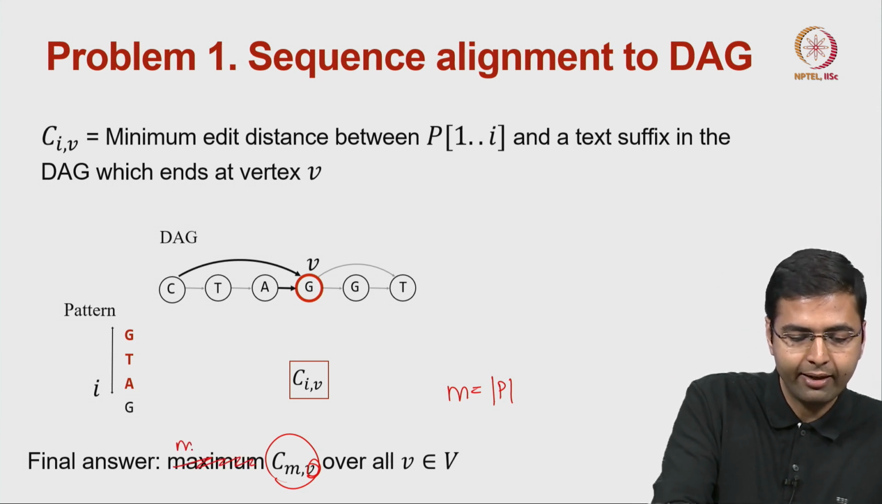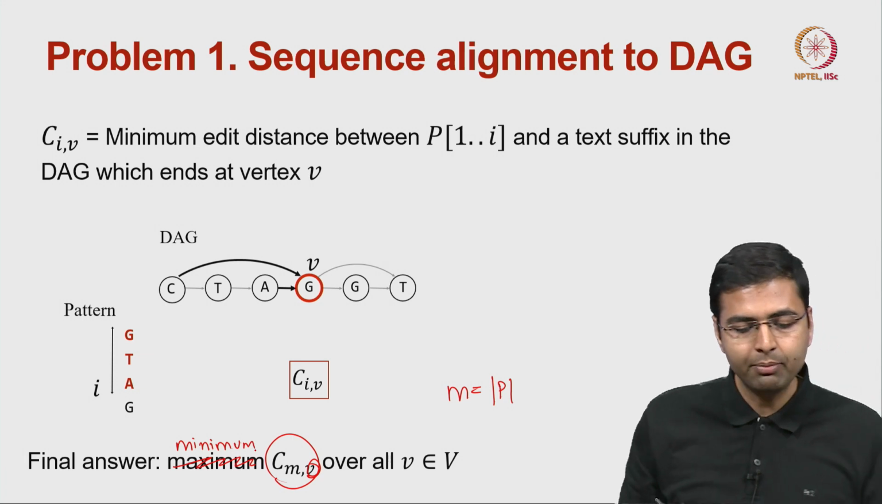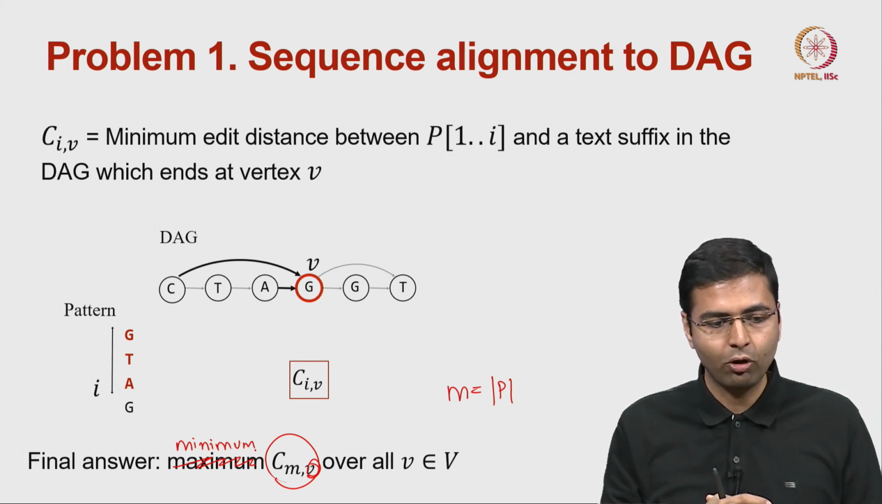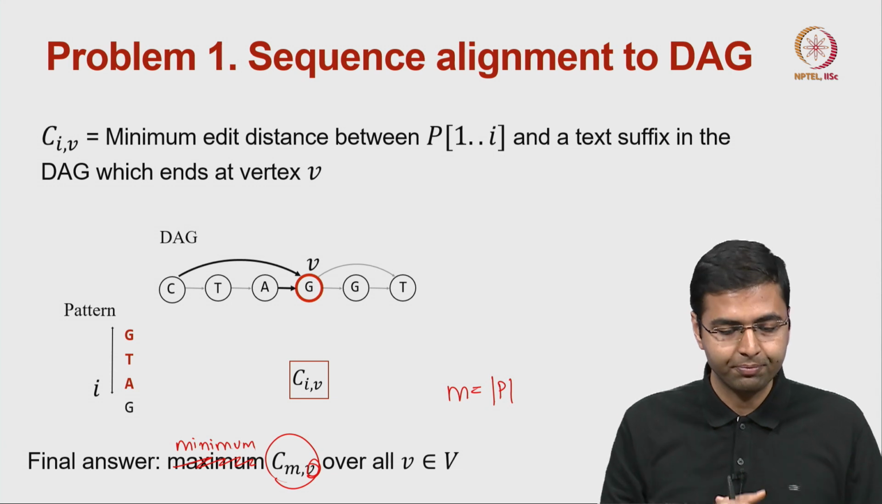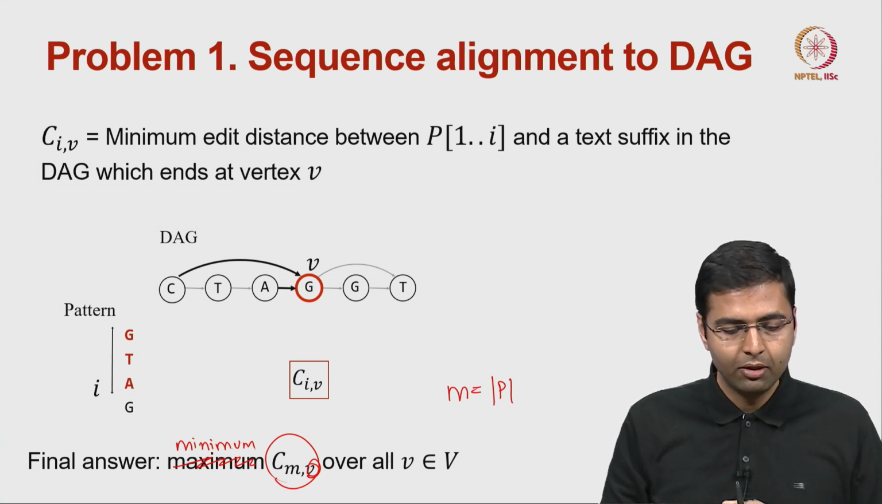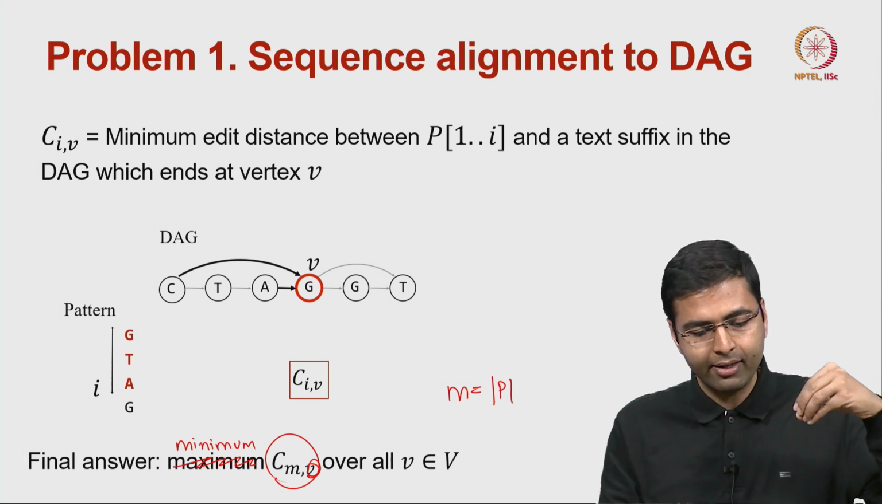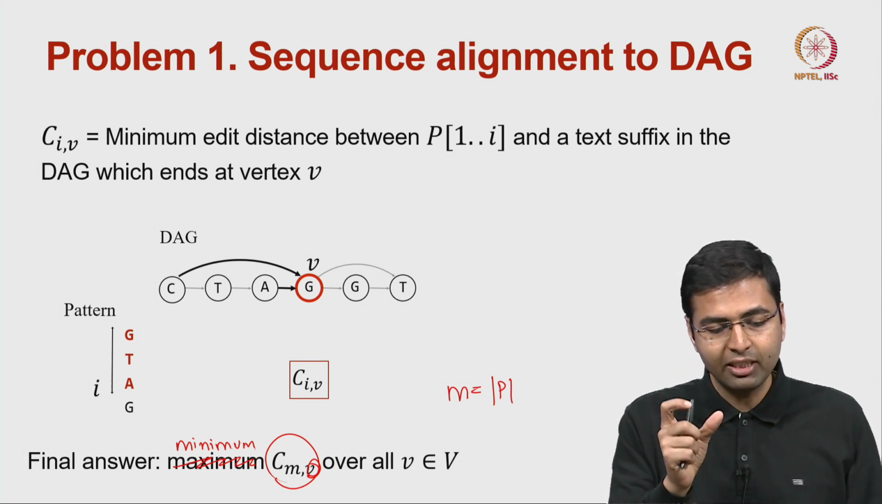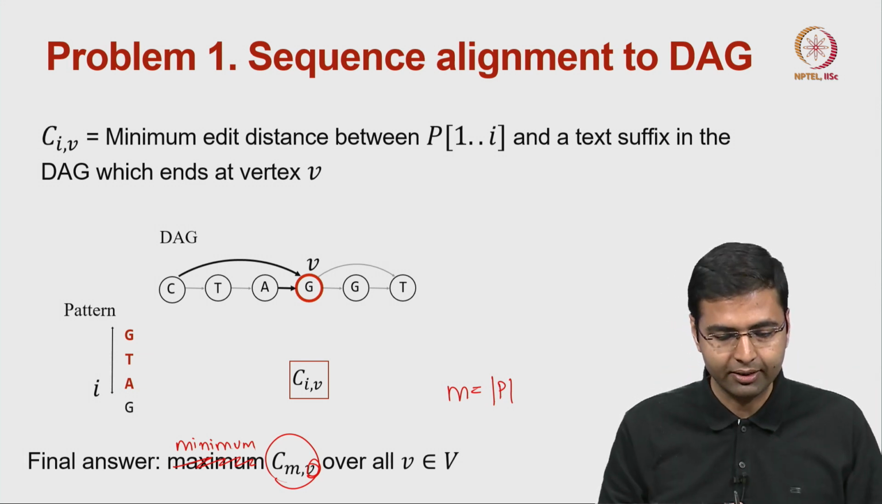So, there is an error here. This should be the minimum of C[m,v] over all v in V, because we are solving the minimum edit distance. Here we are minimizing the cost. So, if we are solving this dynamic programming, then once we have aligned the entire pattern, we can look for the vertex which results in the minimum cost.